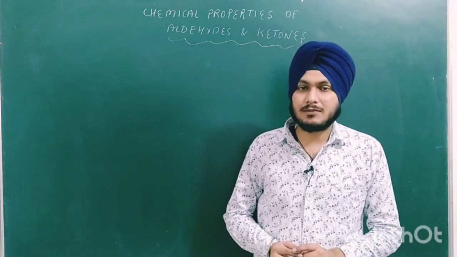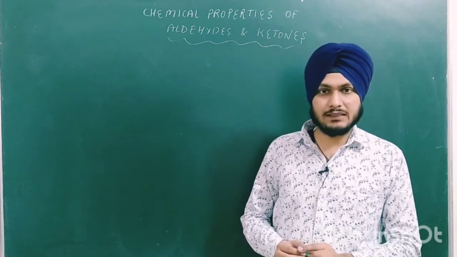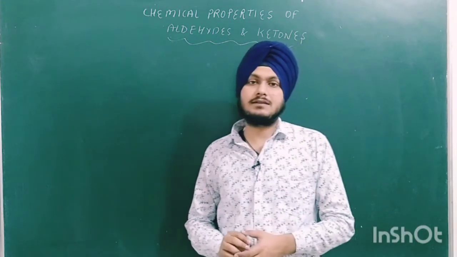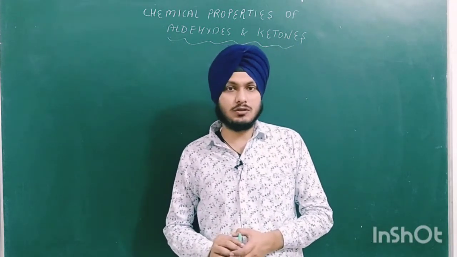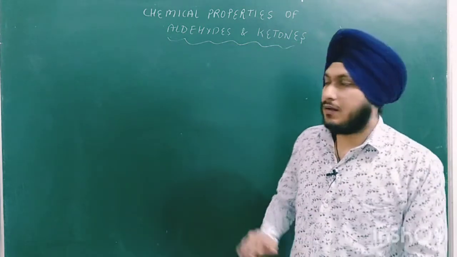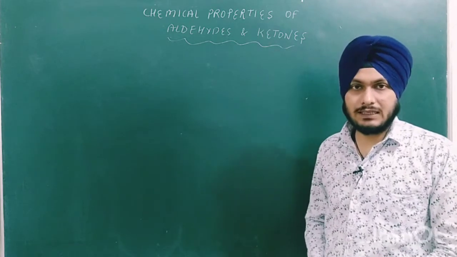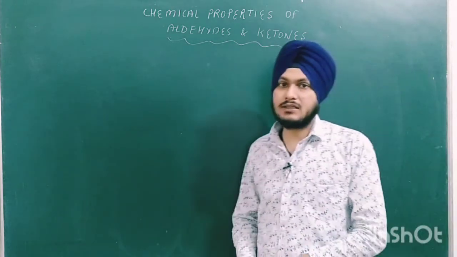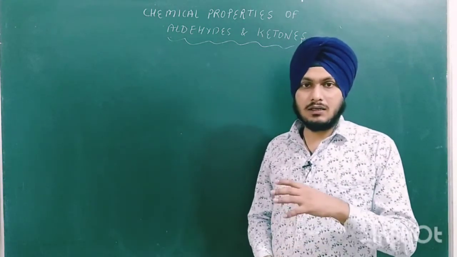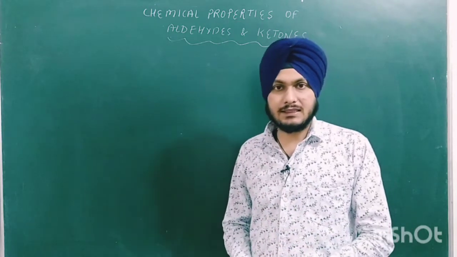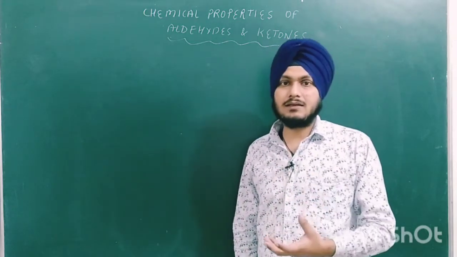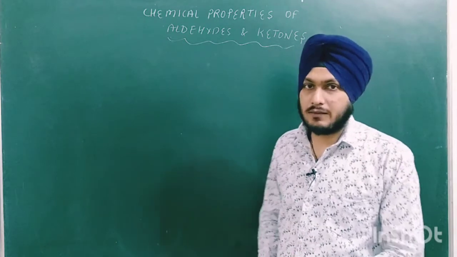So we were discussing the chemical properties of aldehyde and ketone, and the very first chemical property is the nucleophilic addition reaction. Why will they give nucleophilic addition reaction, not electrophilic addition reaction? Because when we do electrophilic addition reaction, we will get an incomplete octet product. Okay, for example.